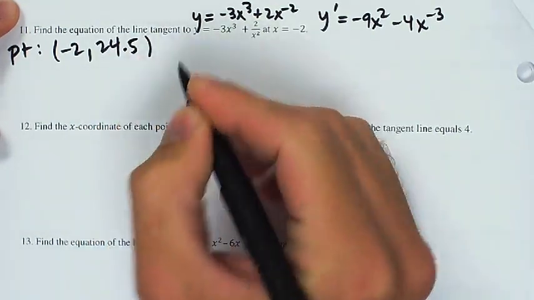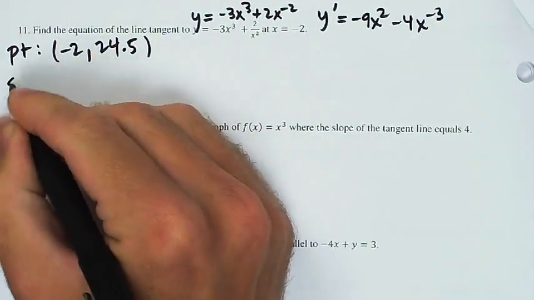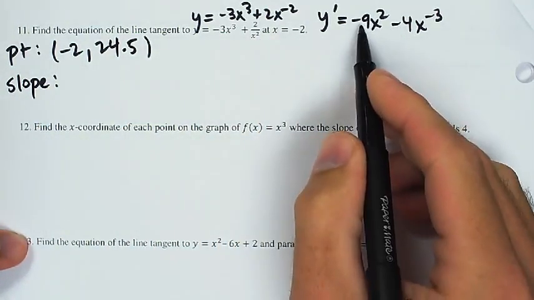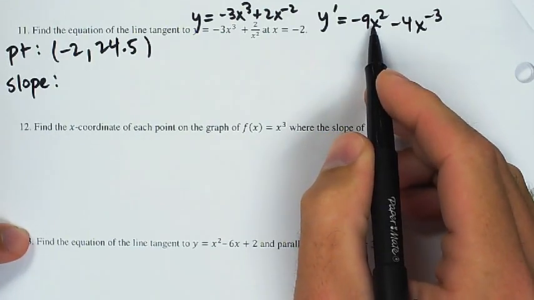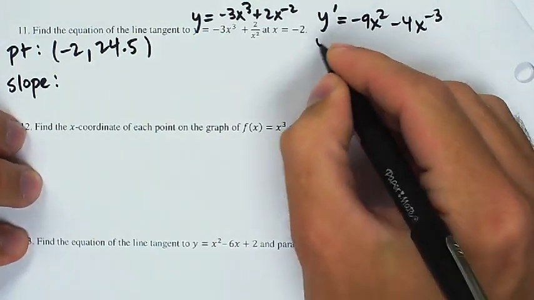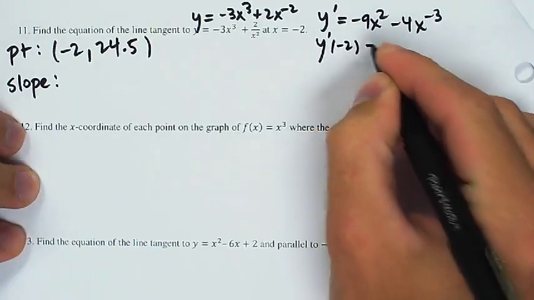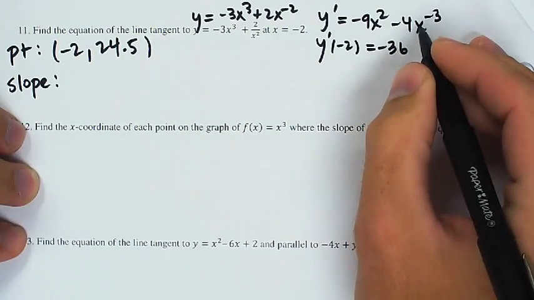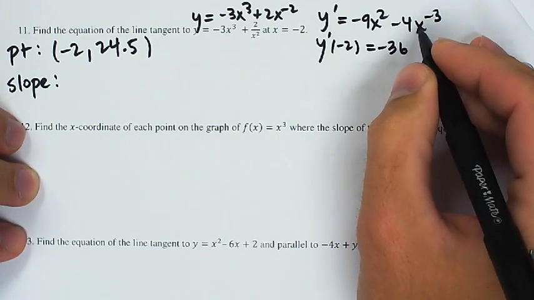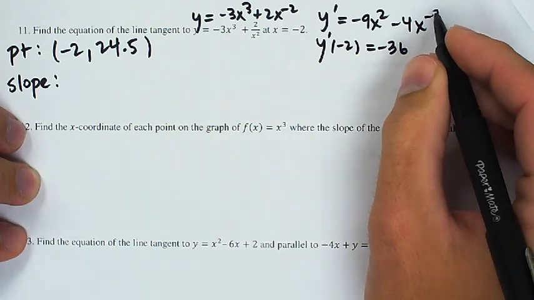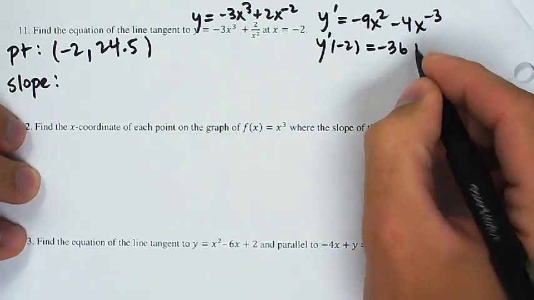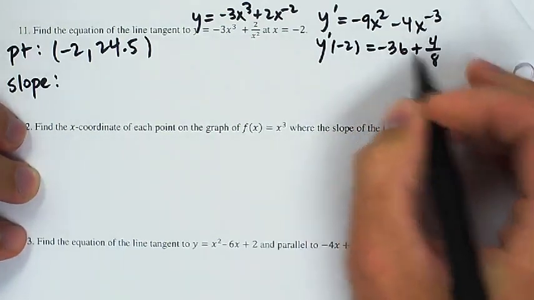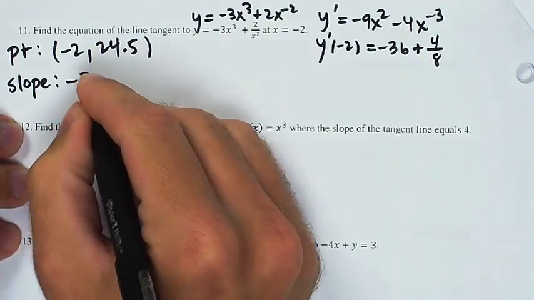Okay. I might just write it like that. It's interesting. The slope is going to be negative 9 times 4, which is negative 36. I'm going to need to keep track of this. So negative 9 times 4 is negative 36, minus 4, and then negative 2 to the negative 3 is going to be 1 over negative 8. So, okay, plus 4/8. So that's negative 35.5.